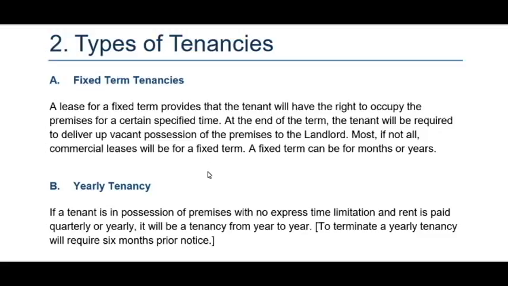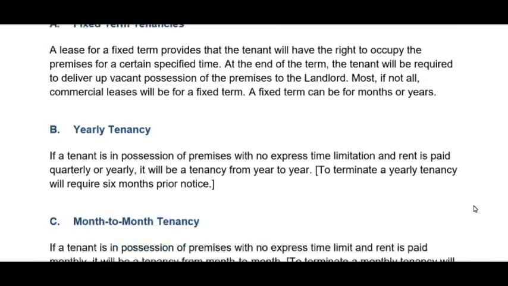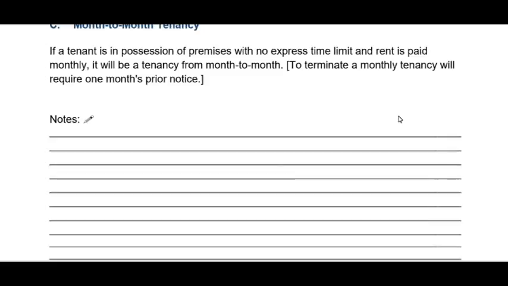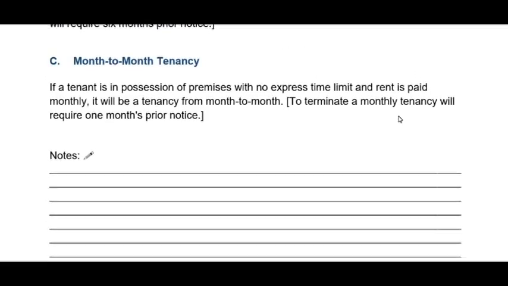B. Yearly tenancy. If a tenant is in possession of premises with no express time limitation and rent is paid quarterly or yearly, it will be a tenancy from year to year. To terminate a yearly tenancy will require 6 months prior notice. C. Month-to-month tenancy. If a tenant is in possession of premises with no express time limit and rent is paid monthly, it will be a tenancy from month to month. To terminate a monthly tenancy will require 1 month's prior notice.